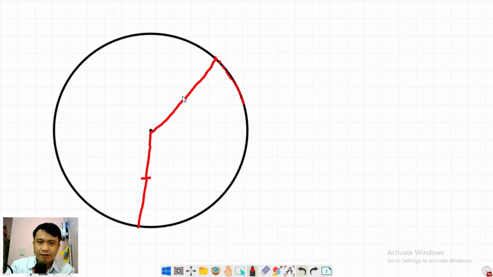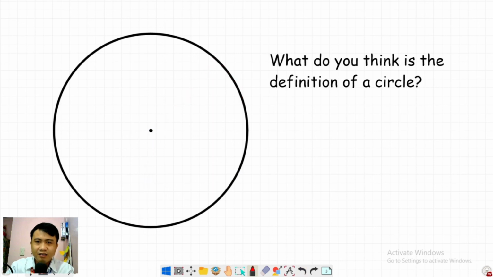They are equal. So, kahit anong point ang kunin natin dyan sa circle, yung kanilang distance from this point na nasa gitna ay pare-parehas. Yan po ang pinaka characteristic, no? At dyan din ang pagkukuhanan natin ng definition ng circle. So, based on our observation, what do you think is the definition of a circle?